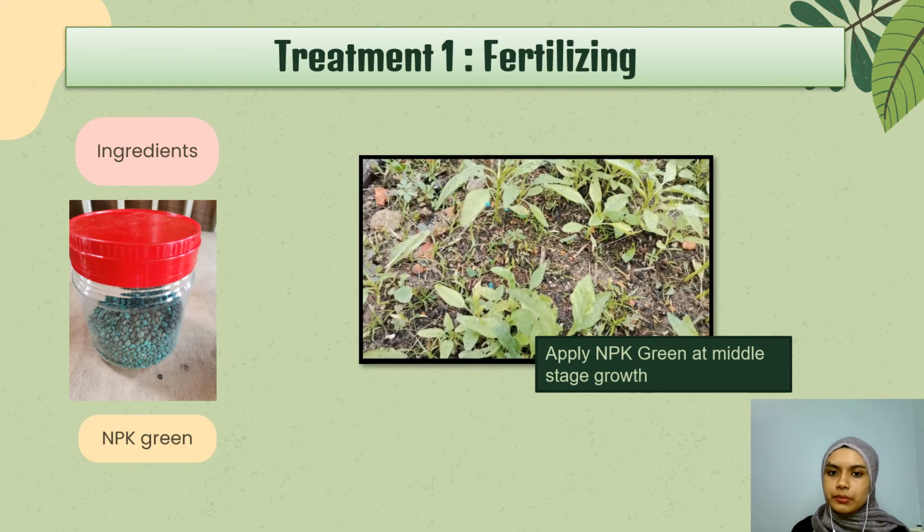The first treatment is fertilizing. The thing that we need is NPK green. NPK stands for nitrogen, phosphorus, and potassium. We only need to put NPK green at the middle stage of growth of the plant.